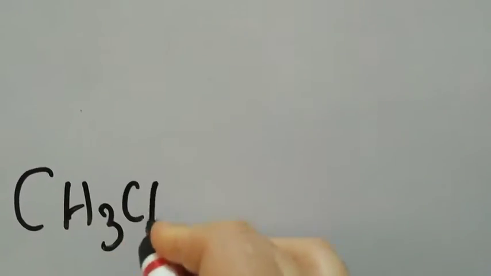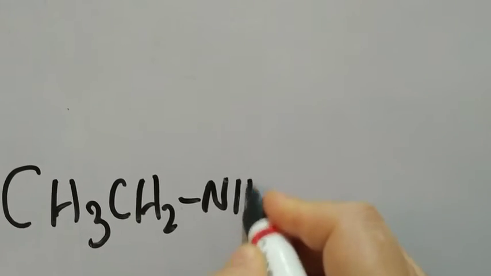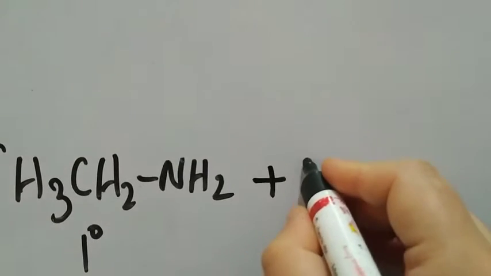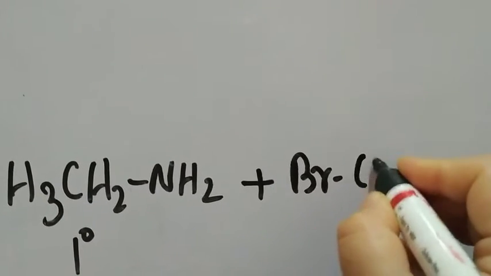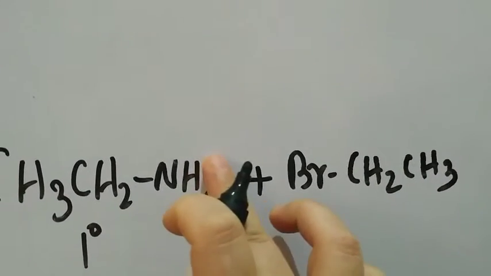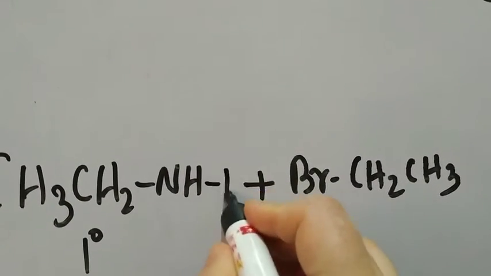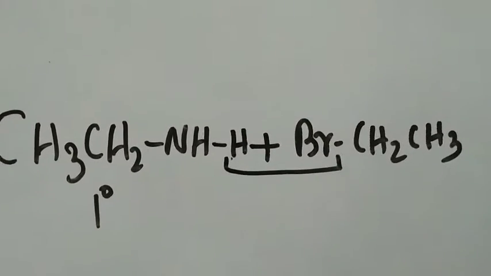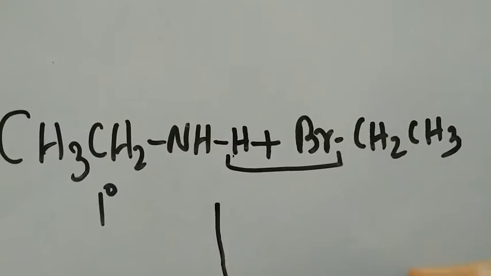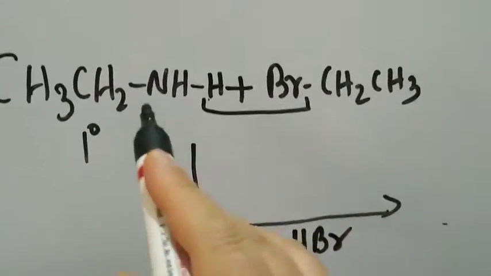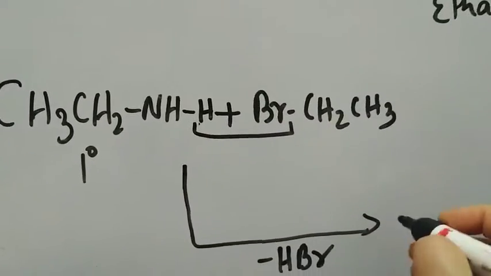In the next step, CH3CH2NH2, the primary amine formed in the first step, reacts with more of BrCH2CH3, the alkyl halide. So we will separate this NH2 as NH-H so that it will be easier for us to show the byproducts and the products. Again, the conditions are the same. HBr leaves as the byproduct. When HBr leaves as the byproduct, what are we left with?